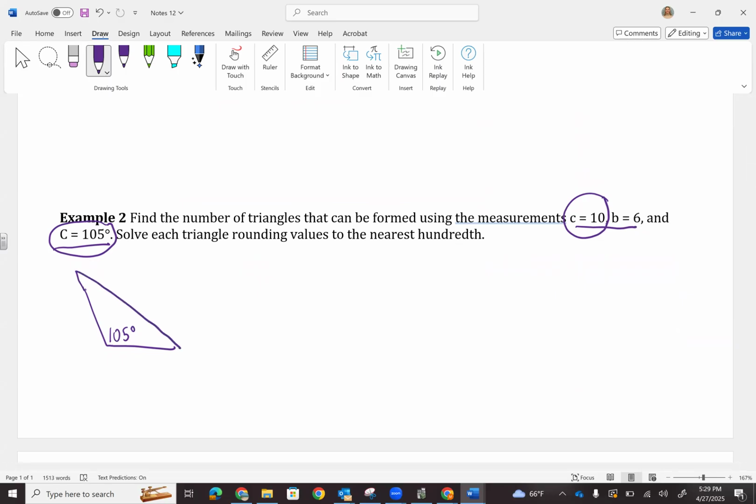So this is angle C. The side across from it is going to be side C, which equals 10. And the side we know, I always put between them, this is side B, which is 6. And so the pairing we know is this angle goes with this side here. So we could do sine of 105 goes with 10. And then we know side B, so sine of B goes with the length of side B, which is 6. So let's do 6 sine of 105 equals 10 sine of B.